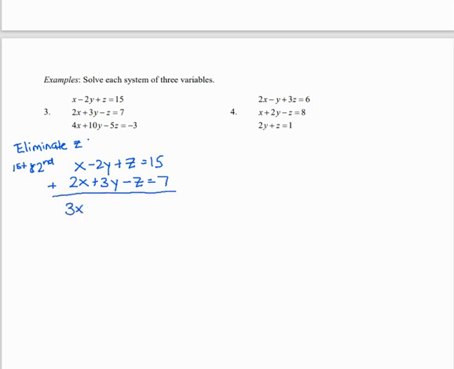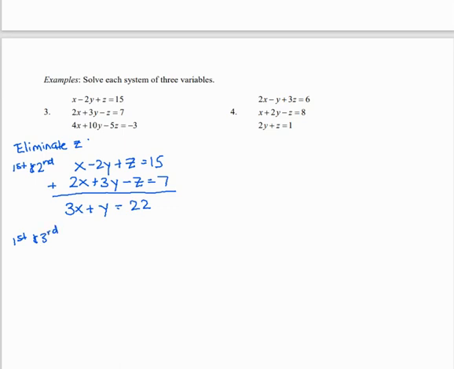That gives me 3x plus y equals 22. So now I have an equation with two variables. My goal is now to group another pairing of the original to get x and y. So I paired first and second. Now I either compare first and third or second and third. I'm going to pair the first and third together because they're already opposite signs.